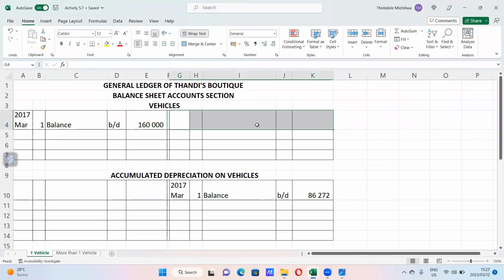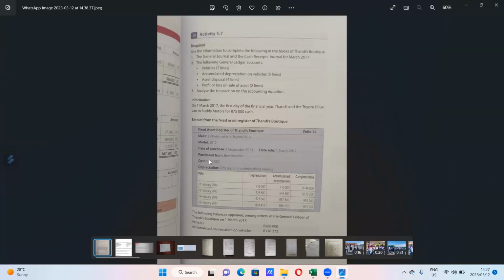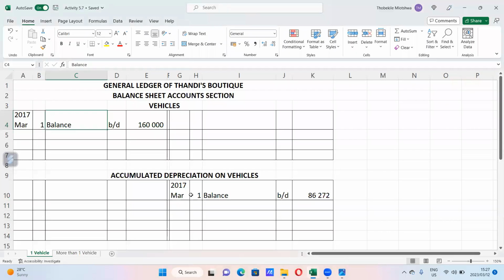Let's just do this. So just like everywhere else, we start with opening balances. So the first day of the financial year, balance brought down, and the Toyota Hilux was purchased for 160,000, as you can see. So that is, when we say that's the only vehicle we have, which means our vehicles account only has 160,000. And then we go to accumulated depreciation. So this is the amount at the beginning of the year. So that's what I put there. March 1 balance brought down 86,272. Accumulated depreciation on vehicles is a negative asset, so it's going to be on the credit side, and vehicles are assets, so they're going to be on the debit side, the increase on the debit side.